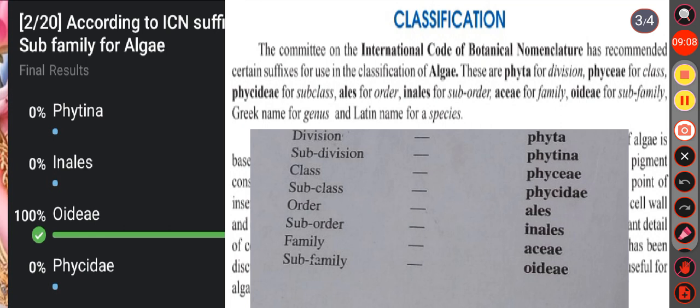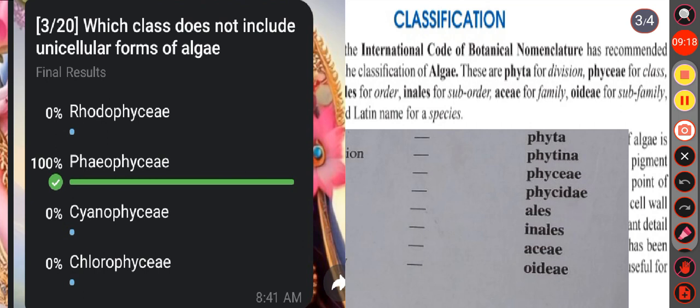So here the correct answer is option C, that is OED is used as a suffix for the subfamily of algae. Then next question, which class does not include unicellular forms of algae? Option A Rhodophyceae, option B Phaeophyceae, option C Cyanophyceae, option D Chlorophyceae. Here the correct answer is option B, that is Phaeophyceae.